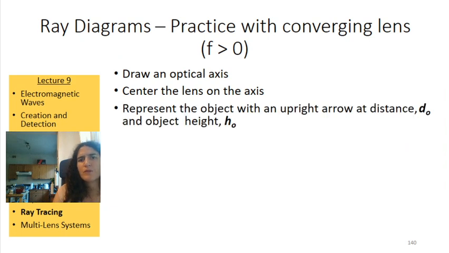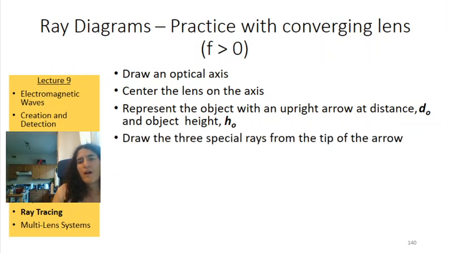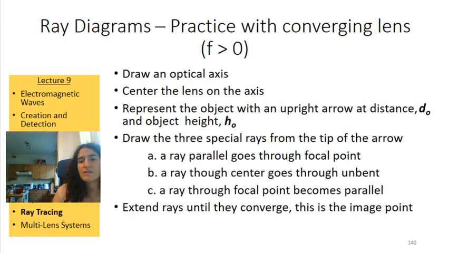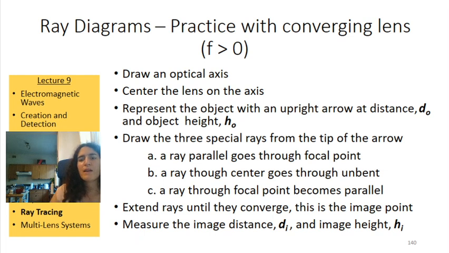So here's a bunch of rules. We want to draw an axis anytime we're practicing these ray diagrams. We want to represent an object with an upright arrow, a distance with an object distance DO, and an object height HO. We want to draw the three special rays and obey the three rules of what happens to rays, and then extend the rays until they converge, and that would be the image point. We can measure the image distance and the image height, right?